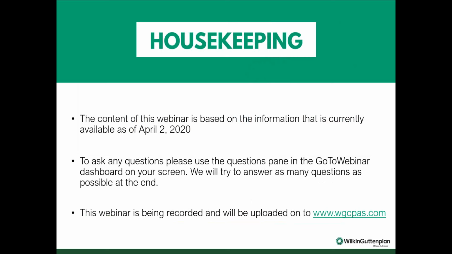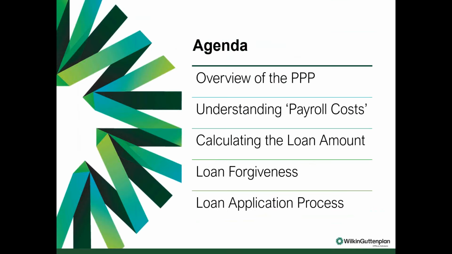Before I hand this off, I just want to give you a little idea of what we'll be covering. For the first section, we're going to go through a general overview of the 3P. This is just to get everyone on the same page, so we have the basic underlying foundational facts that we need to move forward. From that, we're going to dive into the weeds a little bit and understand what goes into payroll costs. There are very specific guidelines on what is and what is not included. This comes into play later when you're trying to calculate your loan amount, so you want to make sure you have a really good understanding of what's going into that.